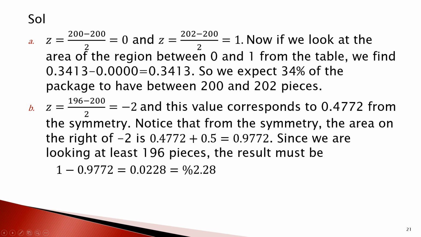So if we sum them up, it's going to be 0.97. Since we are looking at least 196 pieces, the result must be 1 minus that number, which is almost 2%. So that means the probability that the machine puts 196 pieces in a bag is very low. It's very small, almost 2%.